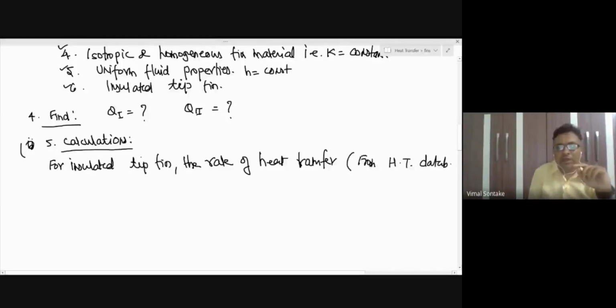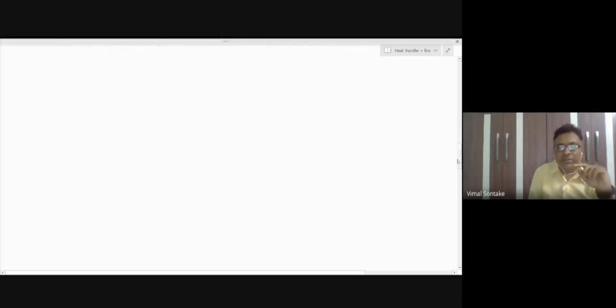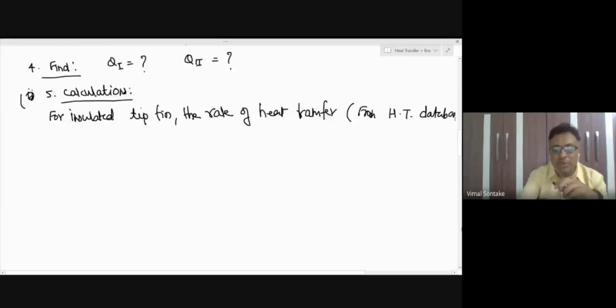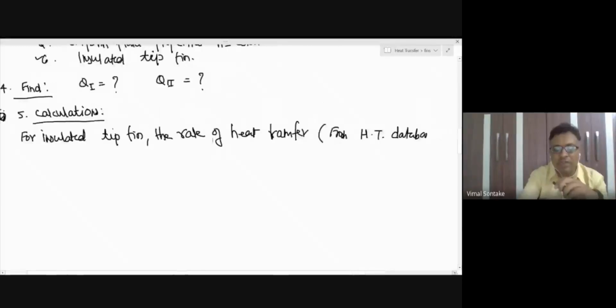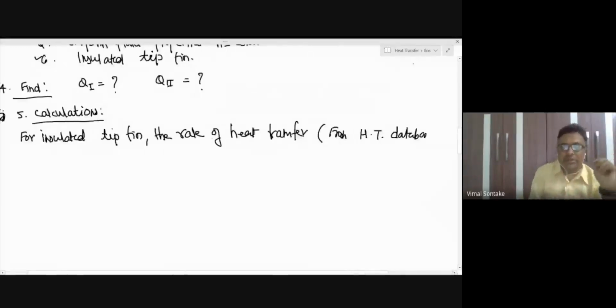In my data book it is given on page number 50. In your data book it could be at page number 49 or 58. That depends upon the edition. Heat transfer data book by C.P. Kothandaraman.